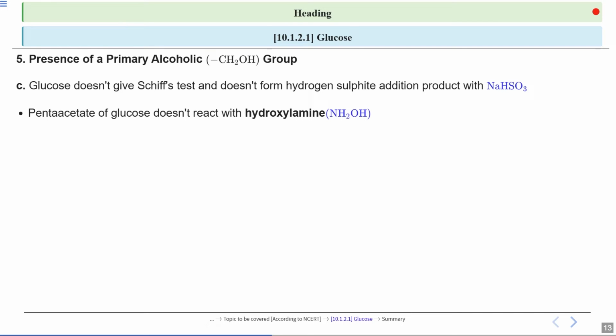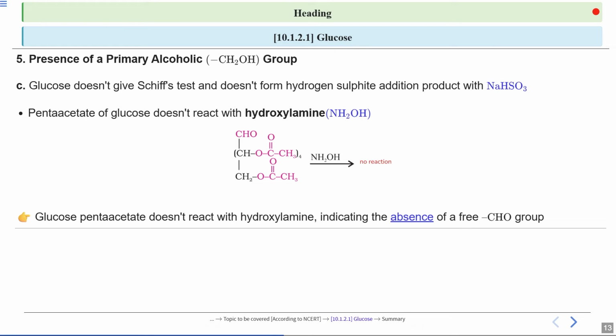The pentaacetate form of glucose does not react with hydroxylamine, NH2OH. Normally hydroxylamine reacts with free aldehyde or ketone groups. So this lack of reaction tells us something important. If you look at this reaction, this is the pentaacetate of glucose. Over here you will see that it does not react with hydroxylamine. So there is no reaction.